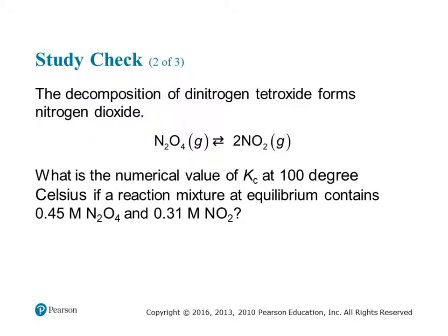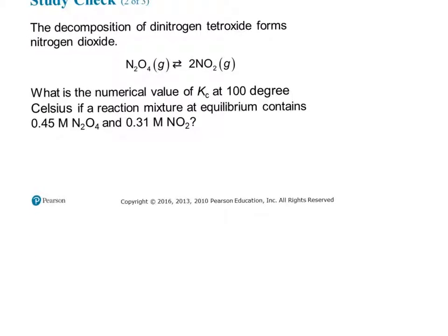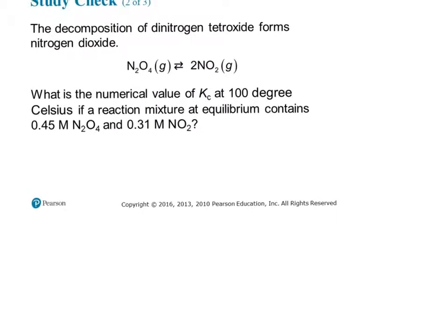Let's have you actually calculate the value of an equilibrium constant. We've got my favorite reaction here, and I want you to tell me what the value of the equilibrium constant is at 100 degrees Celsius if the equilibrium mixture contains a concentration of 45 molar dinitrogen tetroxide and 0.31 molar nitrogen dioxide. And I shouldn't have used mono, there should just be nitrogen dioxide.